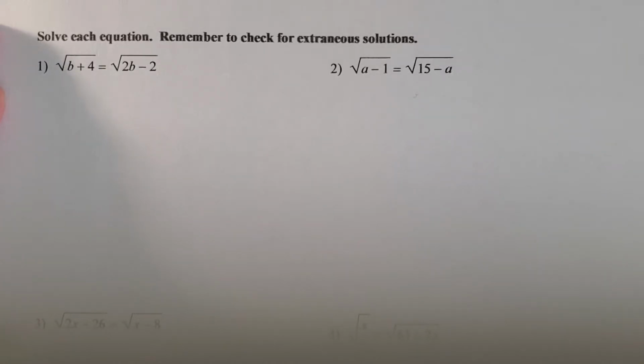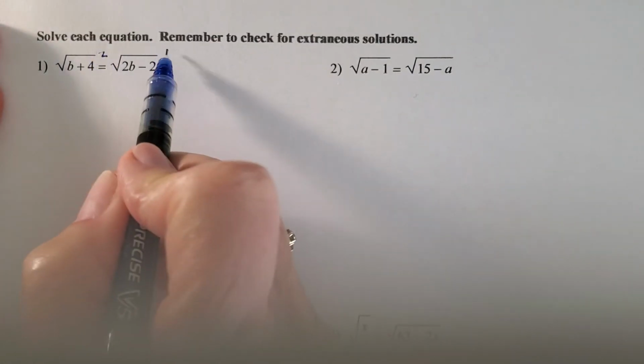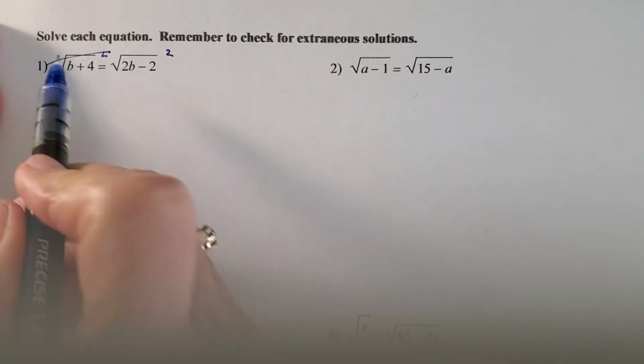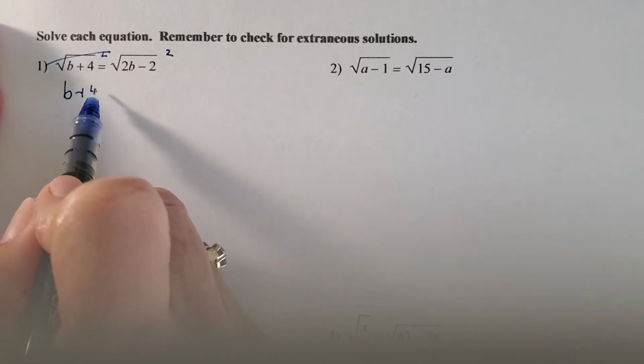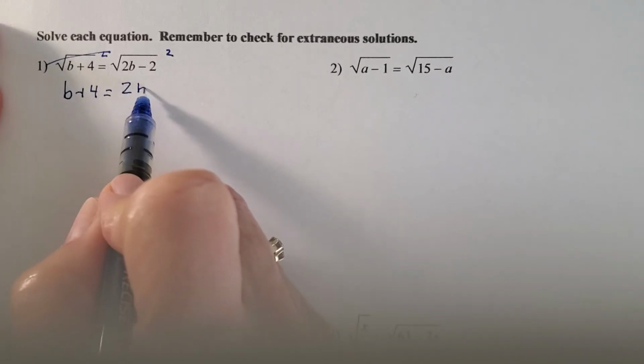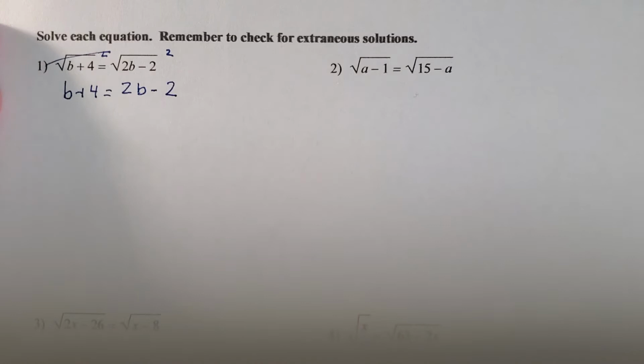Hello. So, last class you worked with equations that had one radical sign. This time there's two radical signs. And in many respects they're even easier because you have a radical equals a radical. All you need to do is square both sides, which cancels the radical, and you have b plus 4 equals 2b minus 2. And then you're just solving that equation.